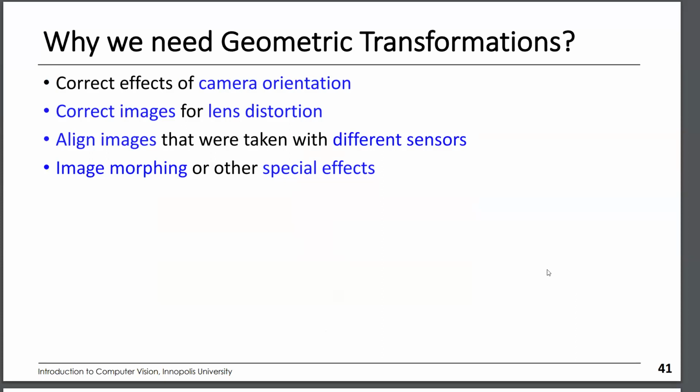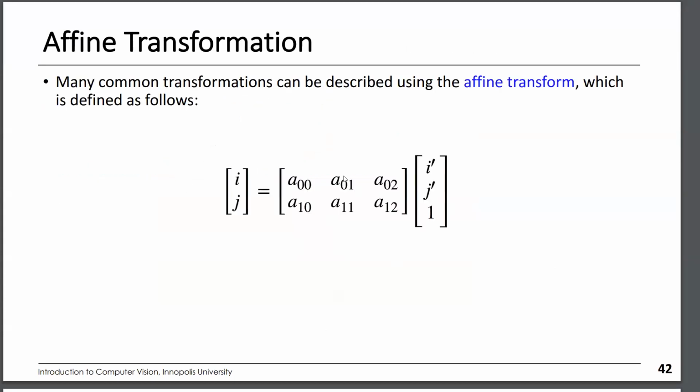So why do we need these geometric operations? One would be to correct the effects of camera orientation. Another one would be to correct the images for lens distortion, align images that were taken with different sensors, or image morphing or other special effects. Usually all of these transformations don't go too complicated. The ones that we are going to speak about are the affine transformations, right? They're defined using this simple multiplication, right? This is just vector multiplication. It's not pixel-wise multiplication as we did before.